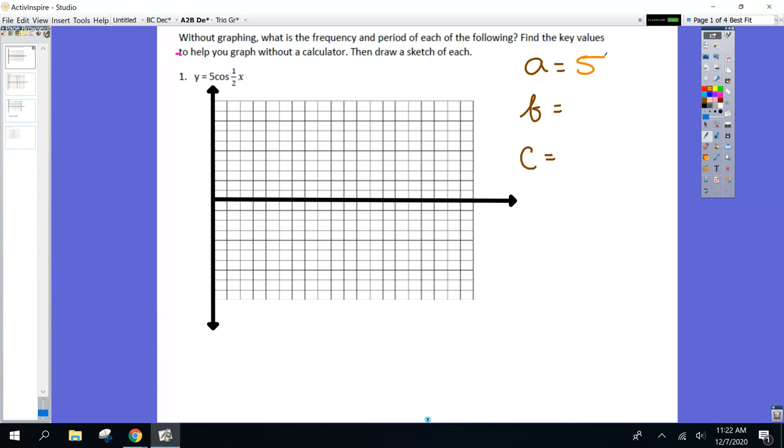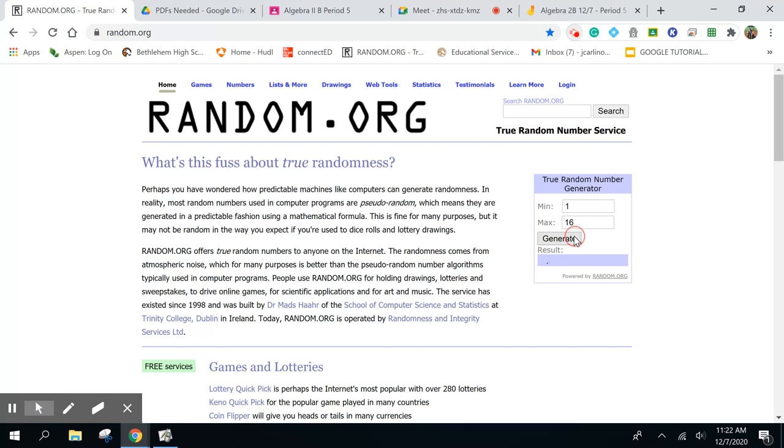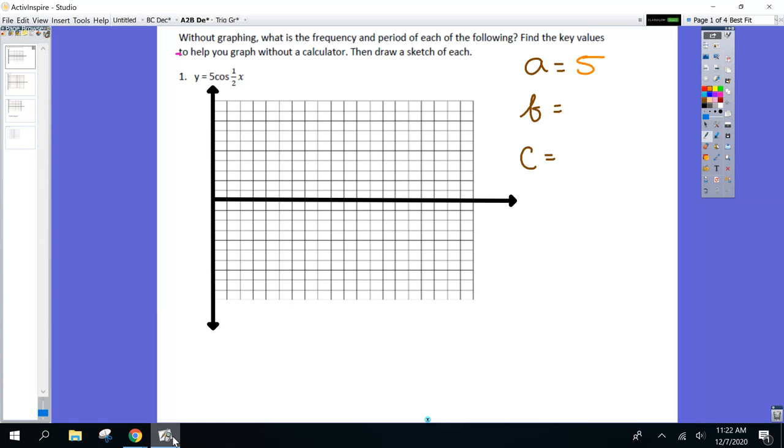What is the B value in this equation? Mason, what's my B value? 1/2. And B is frequency. That's all you've got to remember. The B value is called the frequency.